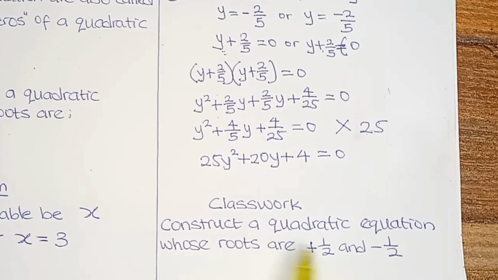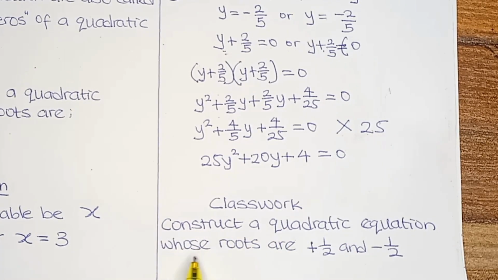I'd like you to solve this classwork here and leave your answer in the comment section. The question is: construct a quadratic equation whose roots are plus 1 over 2 and minus 1 over 2.